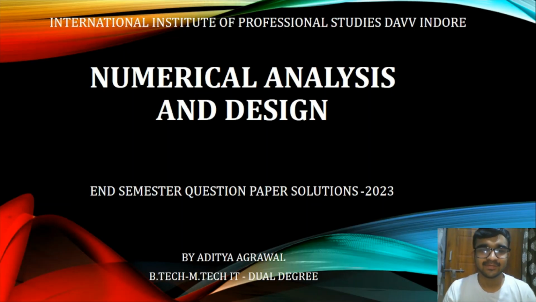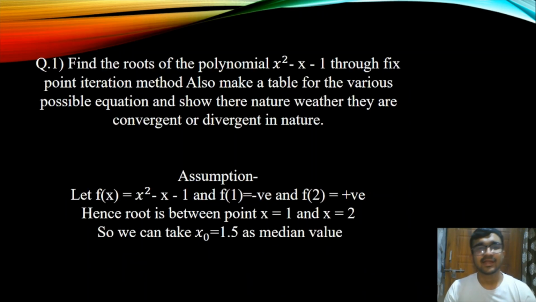Today we are solving the end semester question paper of 2023 Numerical Analysis and Design of International Institute of Professional Studies, DAVV Indore. So now let's start with our first question. Find the roots of the polynomial x square minus x minus 1 through fixed point iteration method. Also make a table for the various possible equations and show their nature, whether they are convergent or divergent in nature.